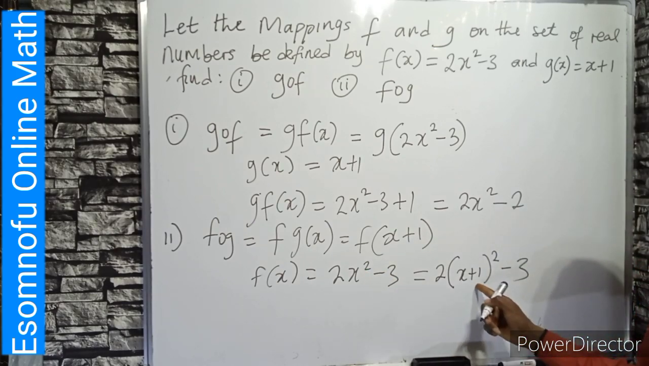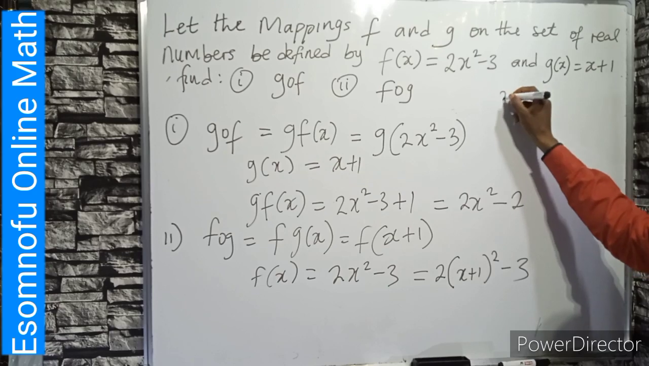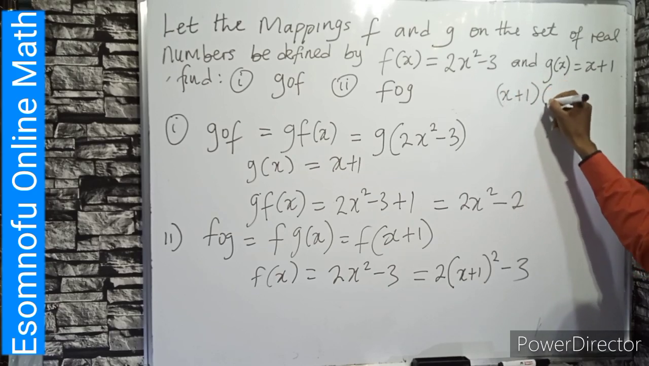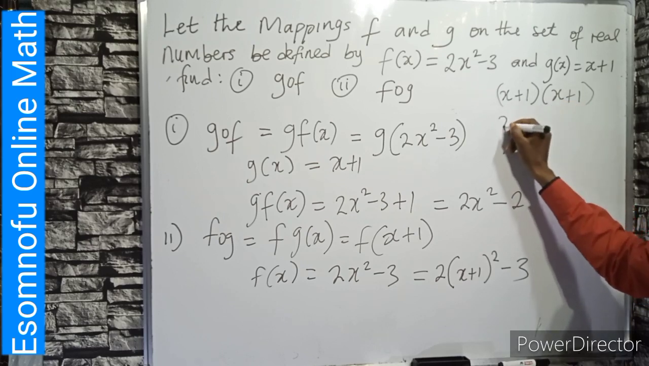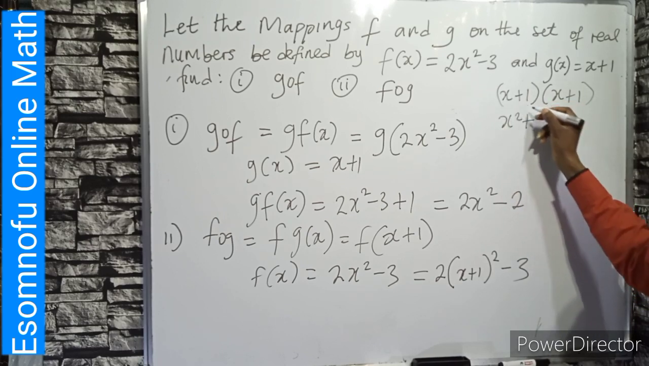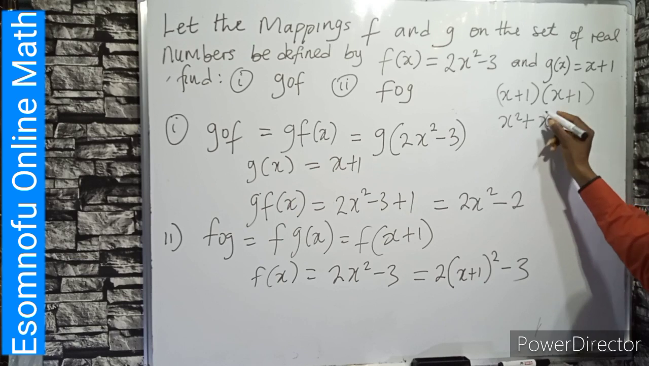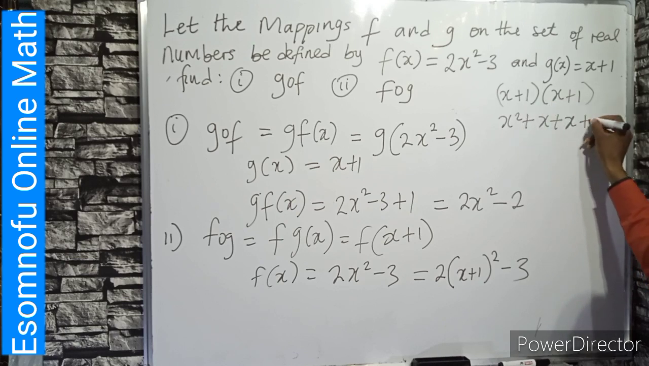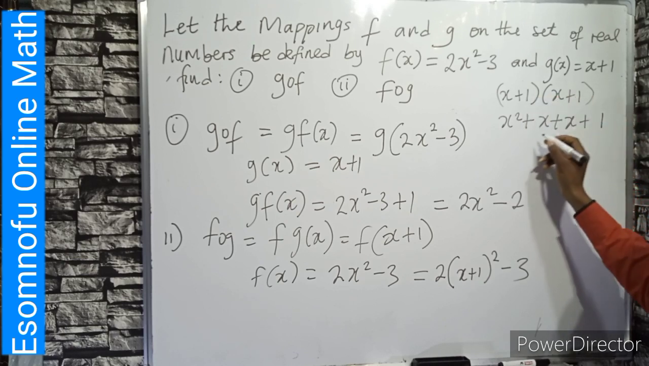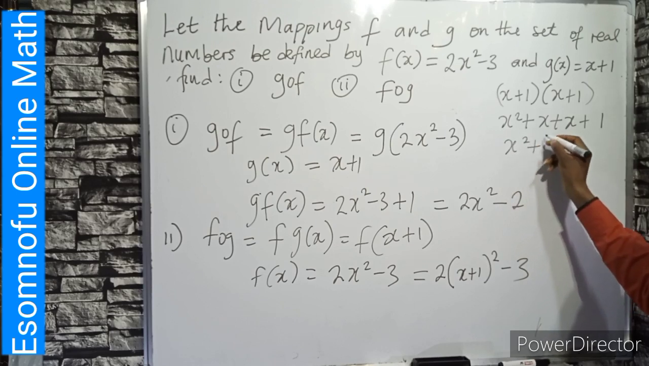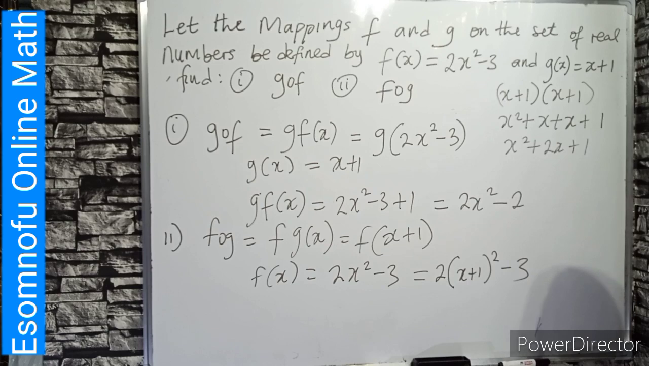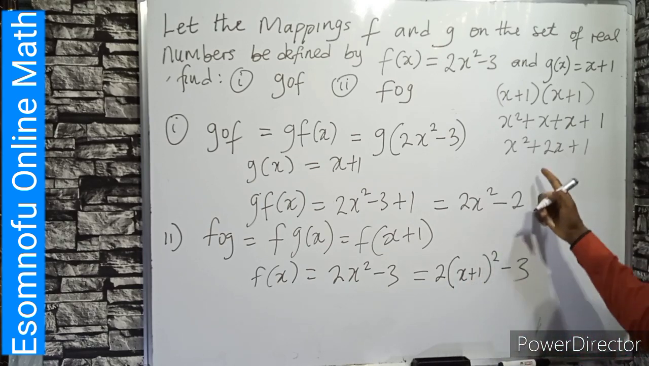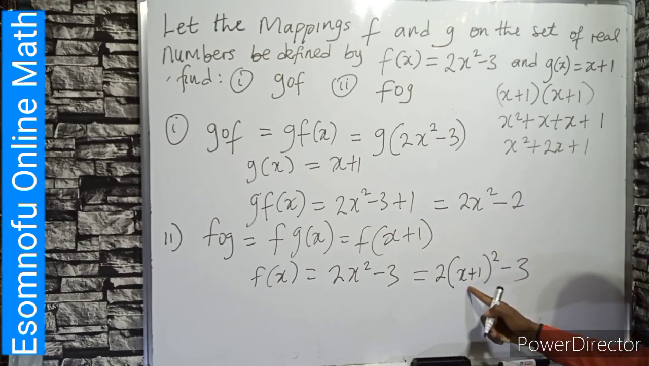So we are going to open this bracket here. Normally, when you have x plus 1 squared, it is the same thing as x plus 1 times x plus 1. x times x is x squared, plus x times 1 is x, plus 1 times x is x, and 1 times 1 is 1. So that will give us x squared plus 2x plus 1. So coming here, I'll just use x squared plus 2x plus 1 to replace this.